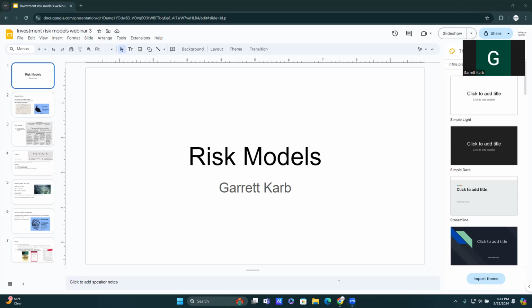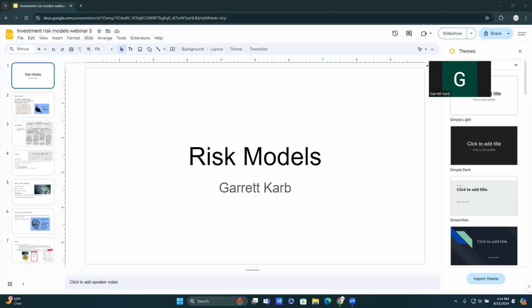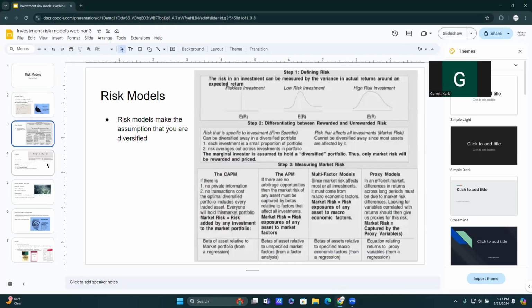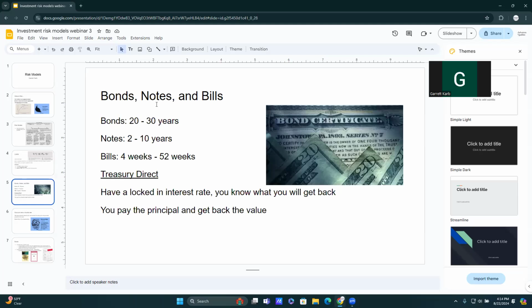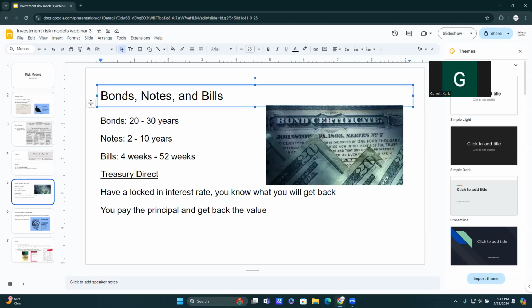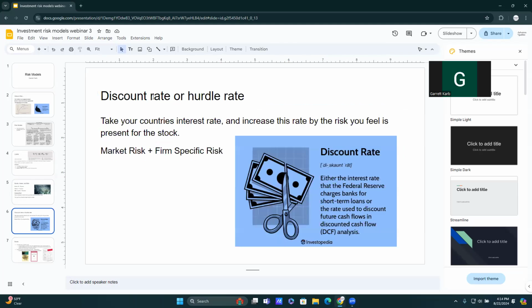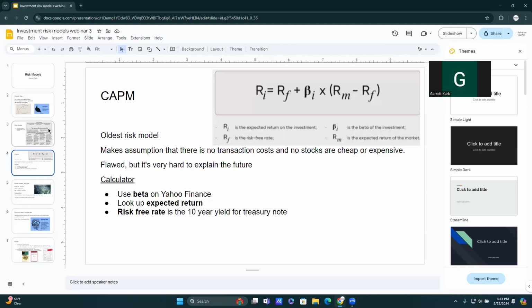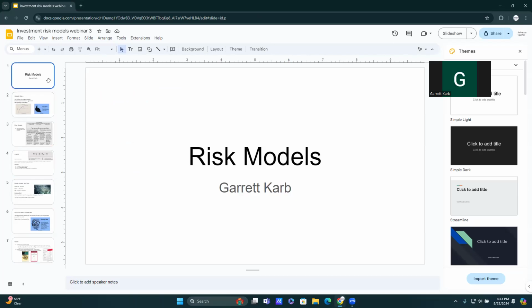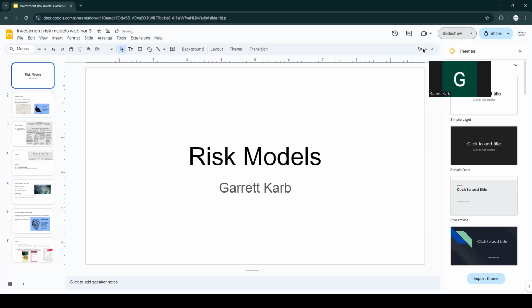So our topic today is investment risk models. This is webinar 3 of summer session 2. In terms of risk models, we're going to cover a few things: some simple models like the CAPM, we're also going to look at bonds, notes, and bills, and then discount rates and the hurdle rate, and finally something else at the end. So we'll just get started right away.